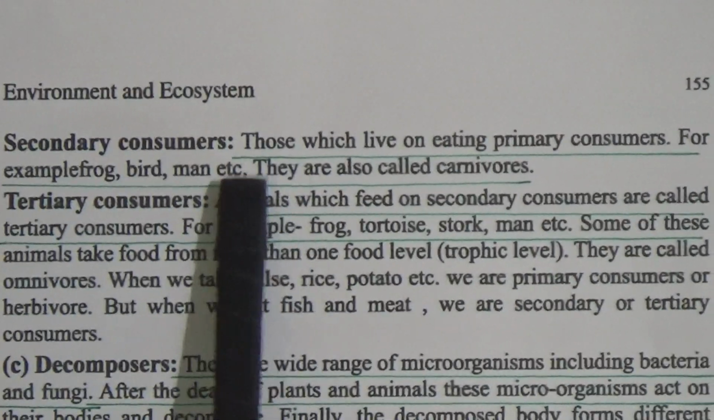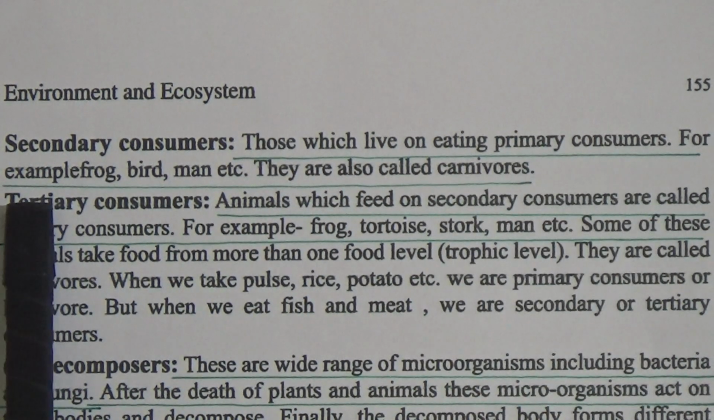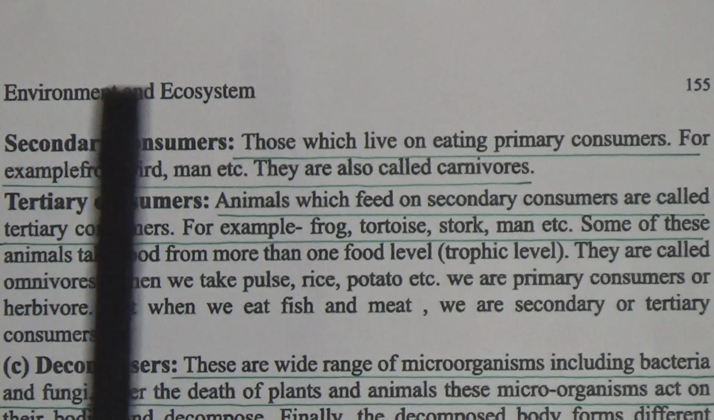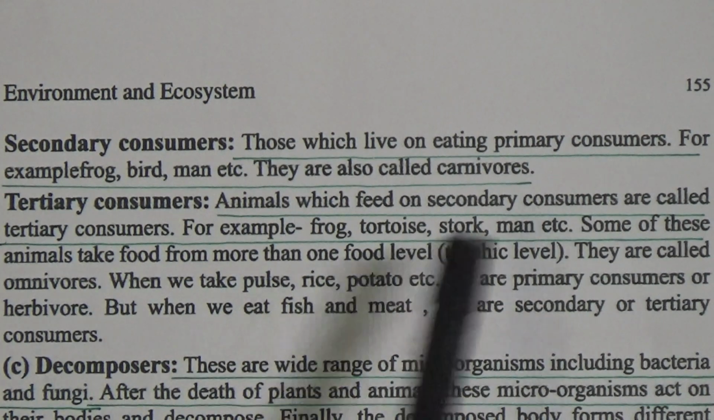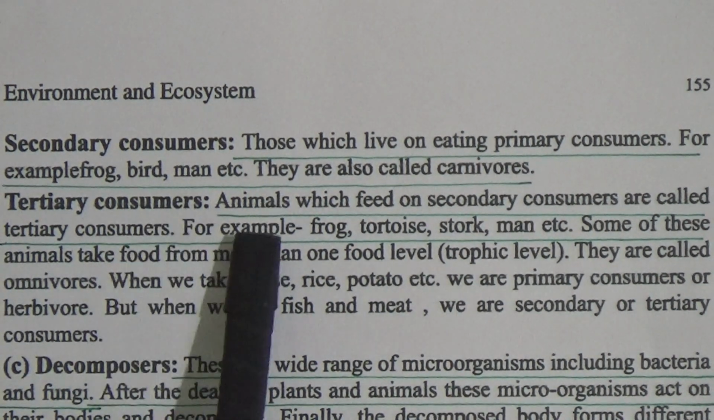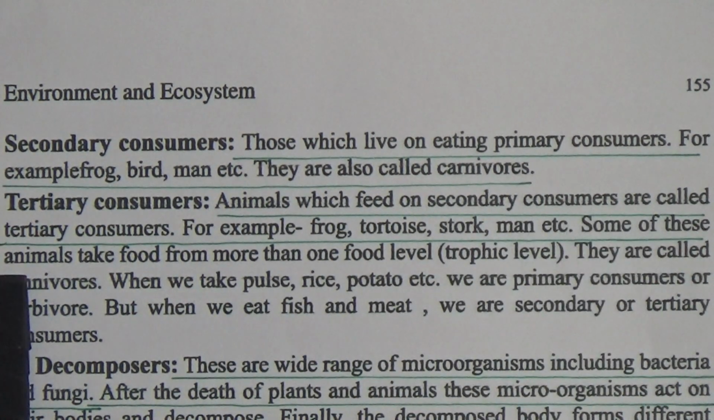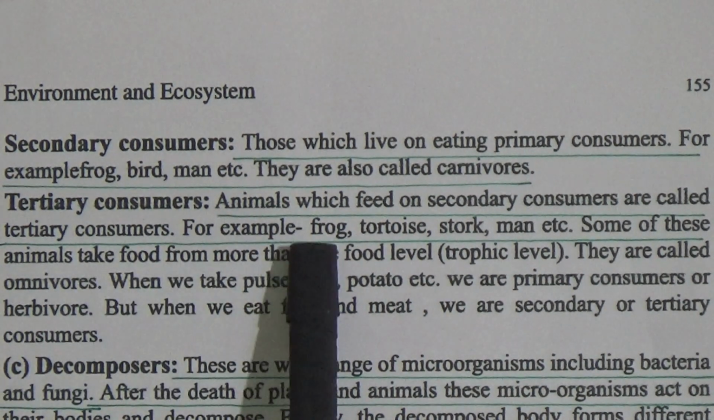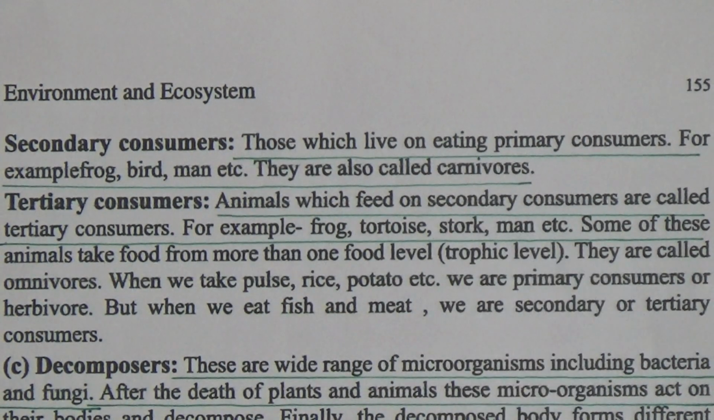Now, secondary consumers. Those which live on eating primary consumers, for example, frog, bird, man, etc. They are also called carnivorous. Tertiary consumers. Animals which feed on secondary consumers are called tertiary consumers. For example, frog, tortoise, stork, man, etc.